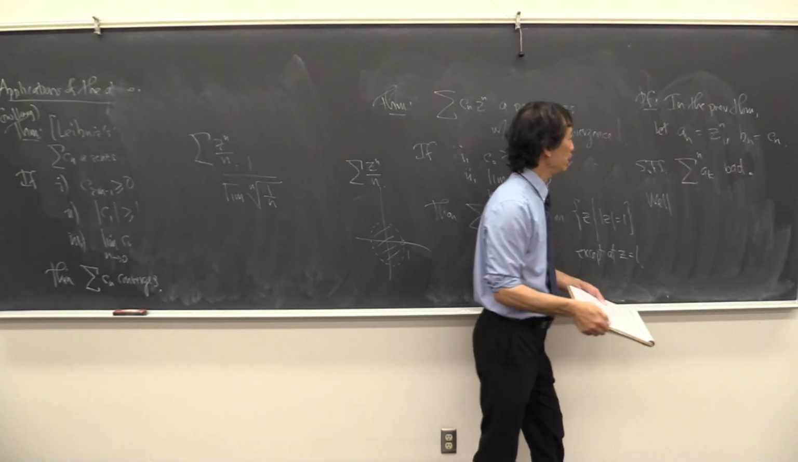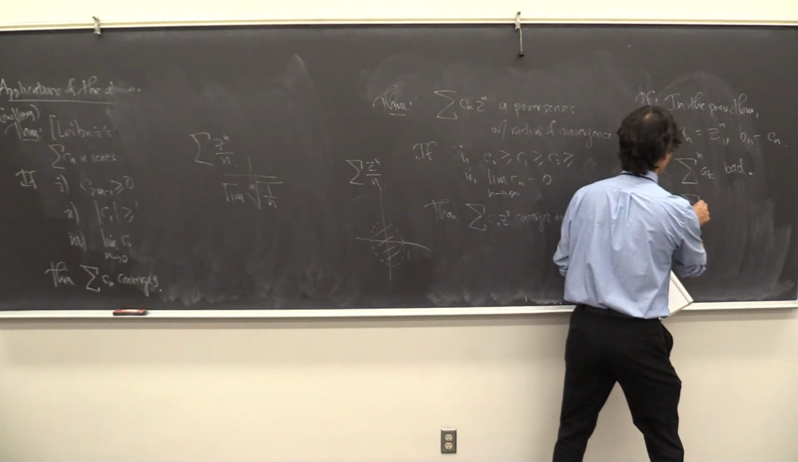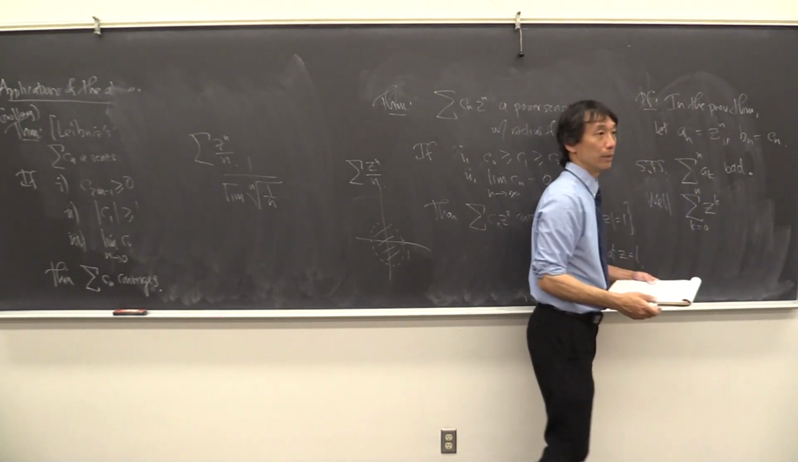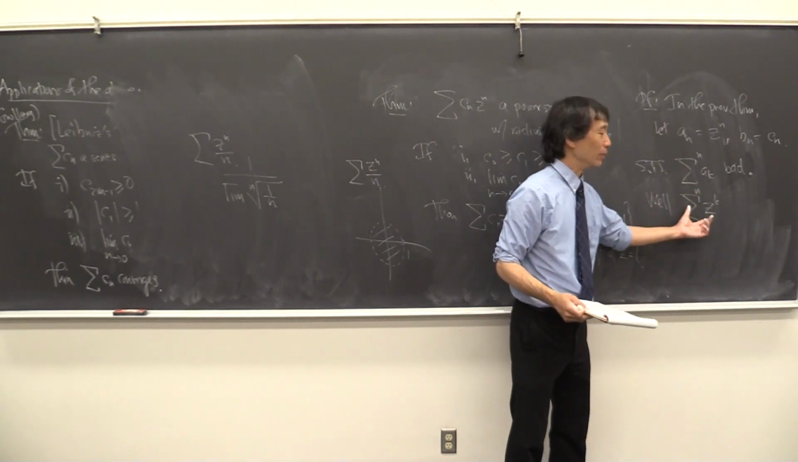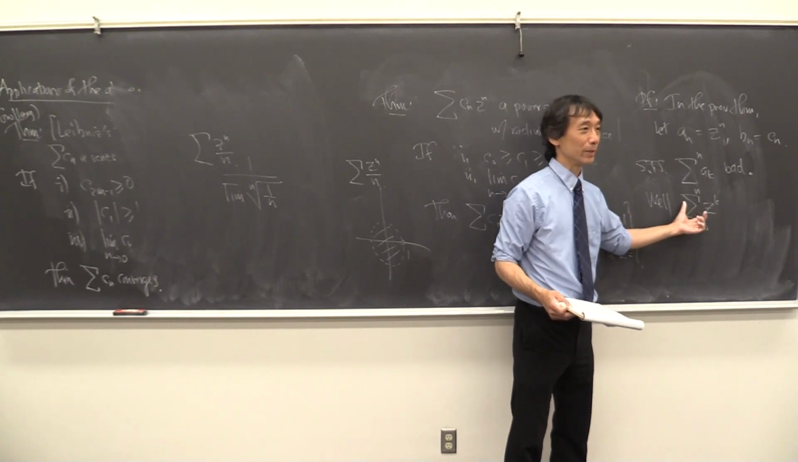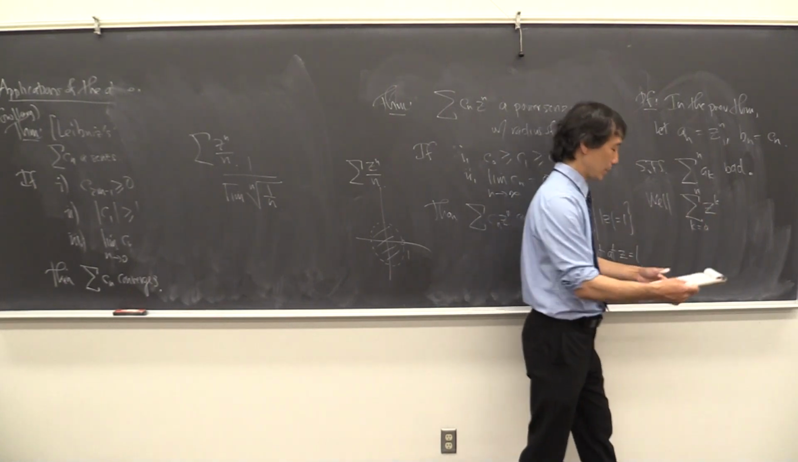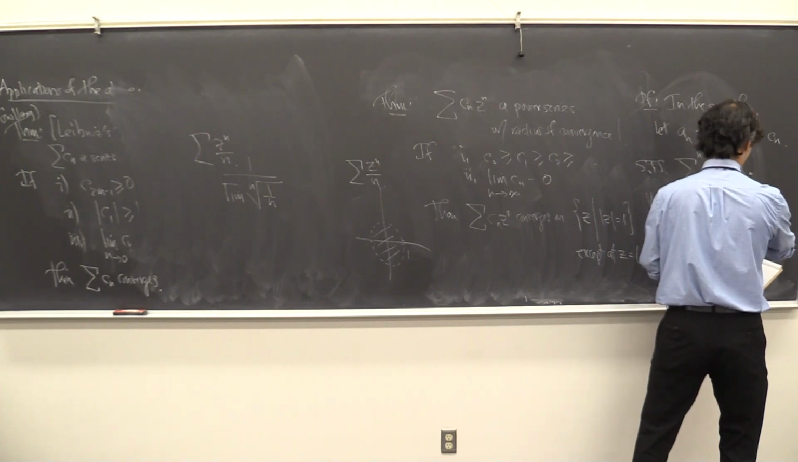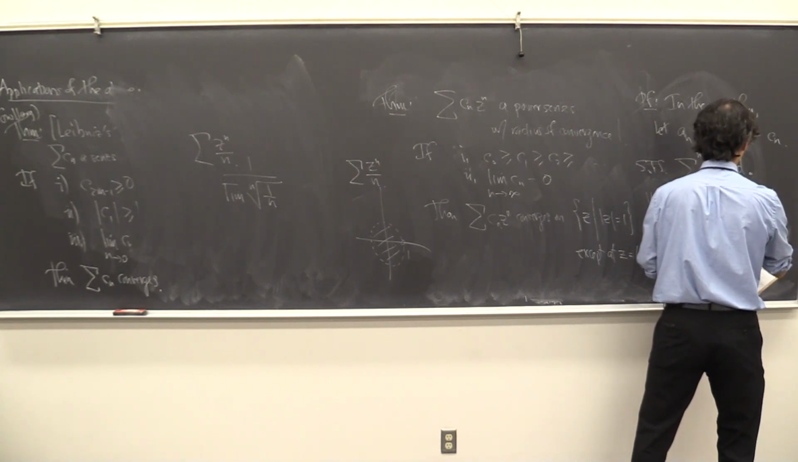Okay. Well, are they? The partial sum is going to be the sum of z to the k, from k equals 0 to n. We've seen that before. This is just a geometric series, and so what you get is 1 minus z to the n plus 1 over 1 minus z.